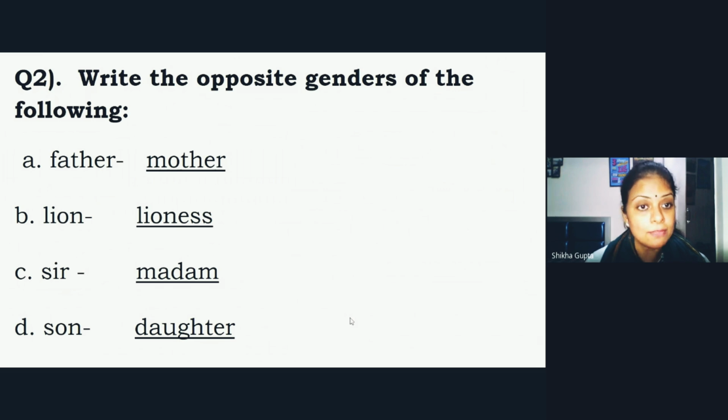Yes, you have to write the correct numbering and here the spelling also. You have to take care of the spelling. For example, mother, lioness, madam, daughter. You have to learn the spellings nicely and then write it down. Otherwise, your marks will be deducted. Okay, so you have to learn the genders very nicely.